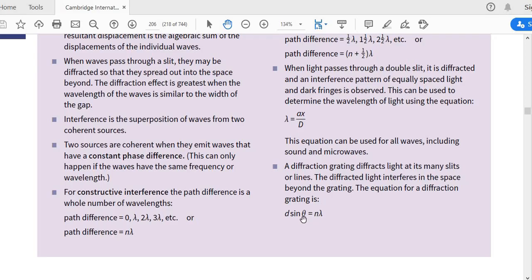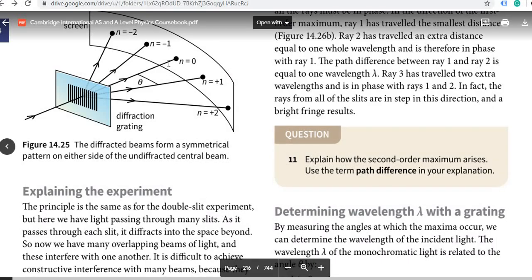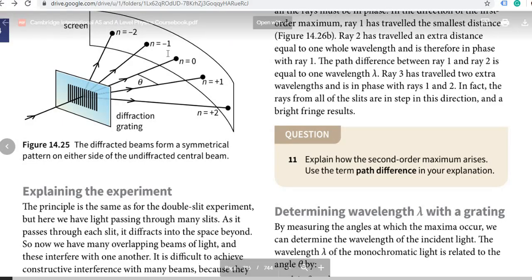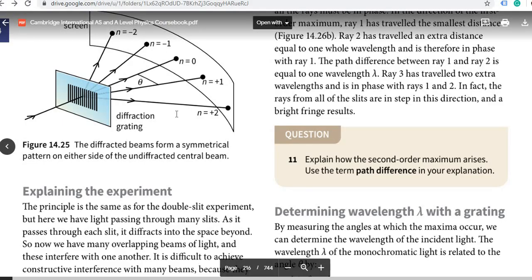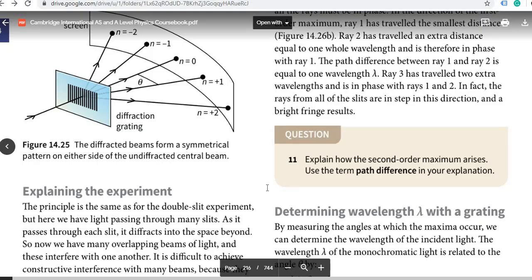If n is 1, then theta is the angle between n equals 0 and n equals 1. If n is 2, if you substitute 2 for n in the equation, then the angle is between n equals 0 and n equals 2. So from here all the way to here, that is the angle. If n equals 3, then the angle is from n equals 0 to n equals 3.